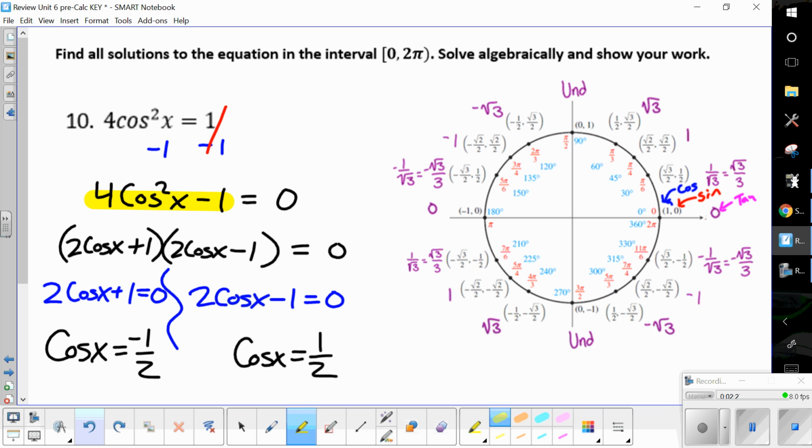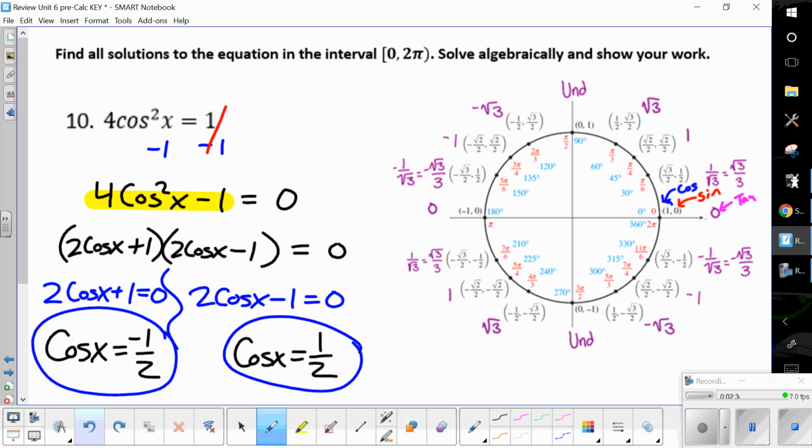Now, the reason I like these a little bit better is just the fact that you never forget your positive and negative answer. Now it's all about the unit circle. So I'm going to go ahead and I notice that cosine is always in the first position, and I'm looking for a positive 1/2 or a negative 1/2. And I see them right here. So my answers are the angle measures that go with those.